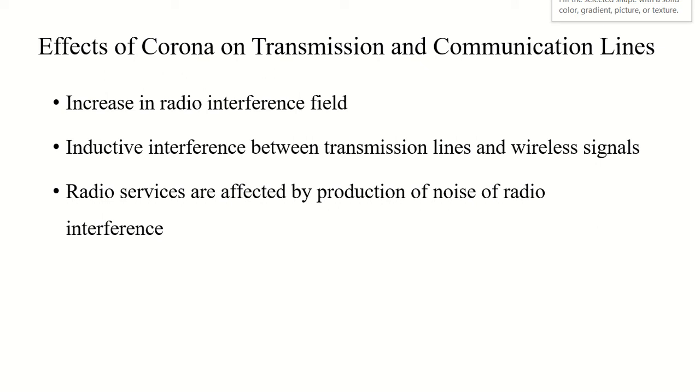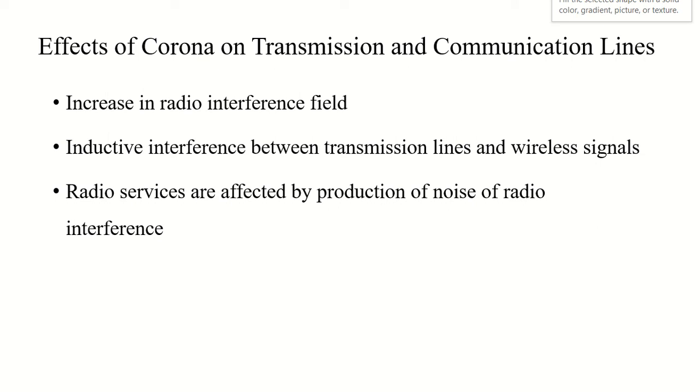And we already know that corona is associated with the density of air, humidity or atmospheric conditions, wind, contaminations, imperfections and precipitations. So, by experiments, it has been found that radio noise for a 750 kilovolt line in fair weather at a distance of 15 meters from the line is between 40 to 45 decibels. And in bad weather conditions, this noise will be reduced.